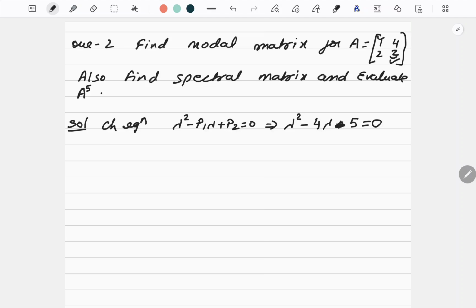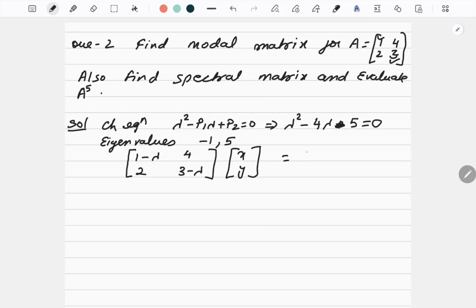So use your calculator, go to mode, go to equation and solve this. So you will get your eigenvalues, which are minus 1 comma 5. Correct? Now for the eigenvector, we will write the equation again as 1 minus lambda 4 2 3 minus lambda, times x y, is equal to 0 0. Correct? Now we will do one by one for both the values.